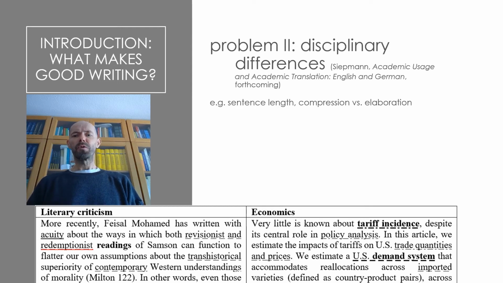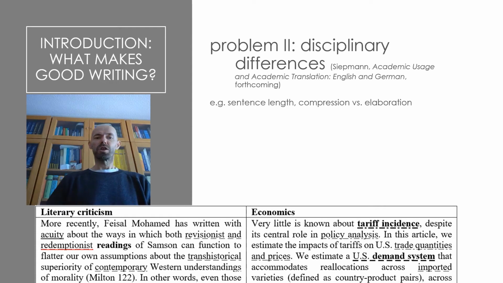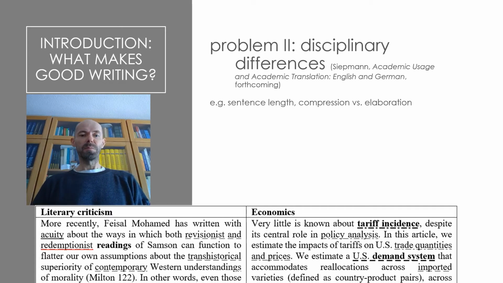So in the first few videos, in the first few modules, we're going to pretend that all academic writing has a common core, that there is a smallest common denominator between disciplines, and indeed there is, but there are also differences which, as I was saying, I'll come back to later, such as you can see here in these two brief excerpts, differences in sentence length.